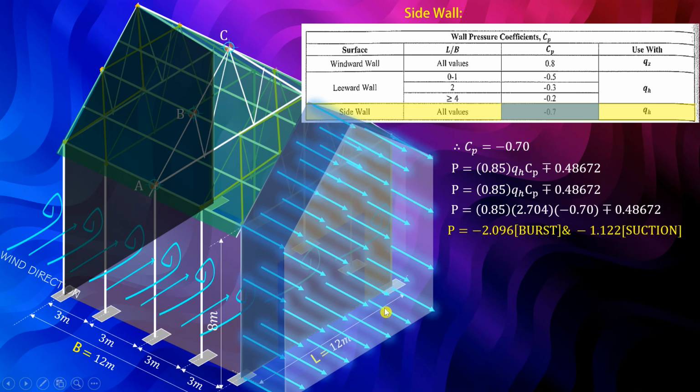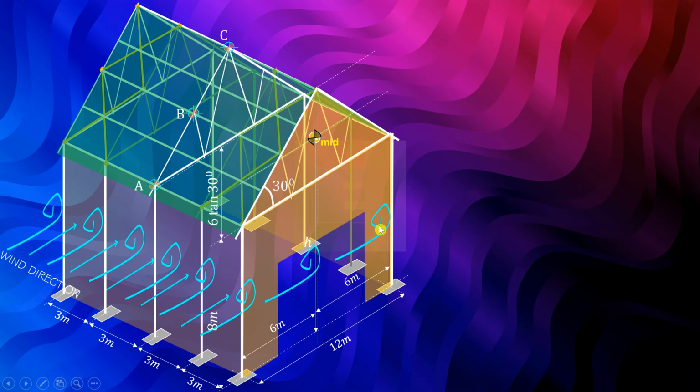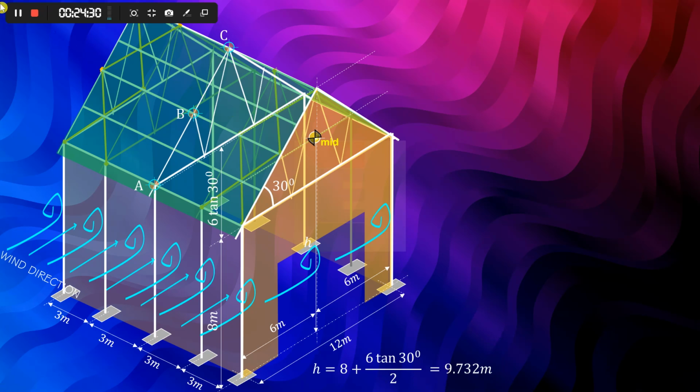So this is it, and on the other side, this one should be 2.096 kPa for the burst condition. And for the suction condition, the magnitude is 1.122 kPa. Okay, so we have H here which is 9.732 meters.